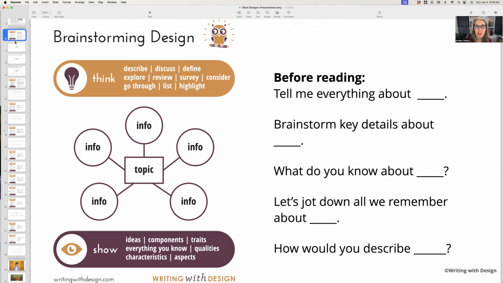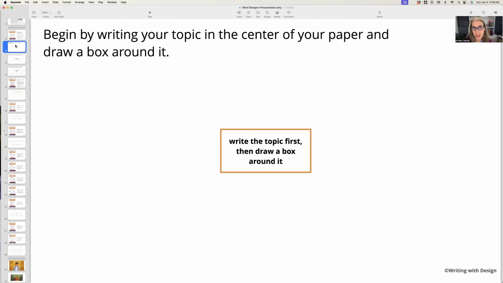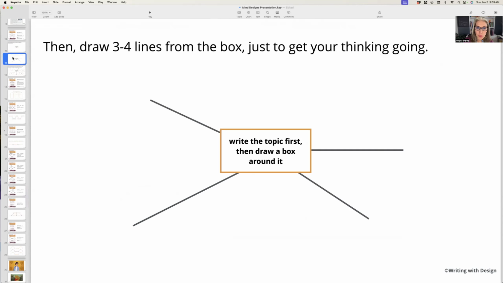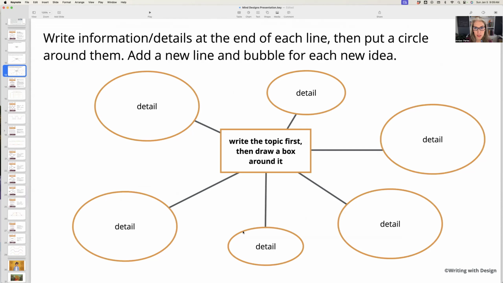You really can't mess this design up, right? You just put a topic in the middle, you put bubbles around it, and you put down information that you know. So it's an easy one to draw, and it's an easy one just to get us going. So that's what I'd like you to do on a sheet of paper: write the topic in the middle of a piece of paper and draw a box around it. And then we're just going to draw some lines out, and that just gets our brain thinking.